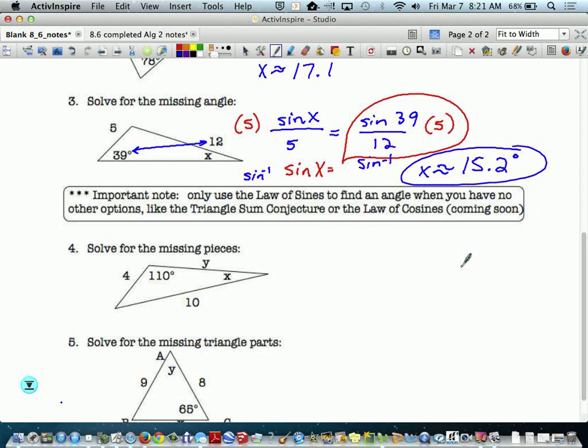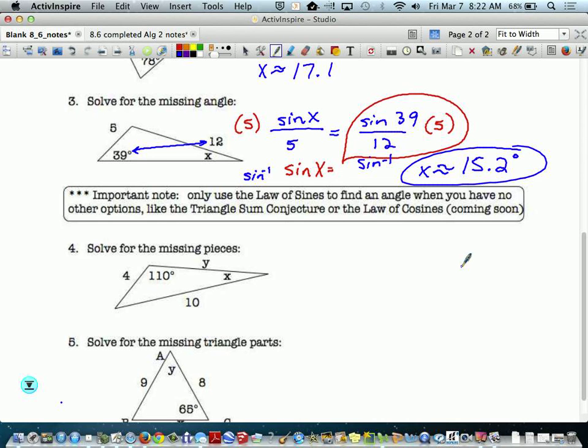So 15.2 degrees. So angles or sides with the law of sines. We have to be very careful using law of sines. I said this earlier. Just because I have enough information to use law of sines doesn't mean it's always going to work. So we don't try to trick you with it. But if you can use, what's the triangle sum conjecture? Where all angles have to add up to 180. If I can use 180 minus the sum to get an angle, I'm going to use that.